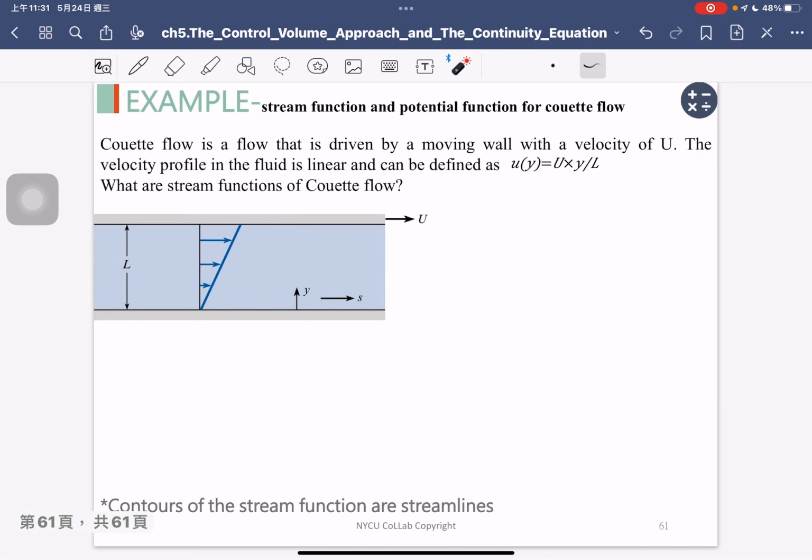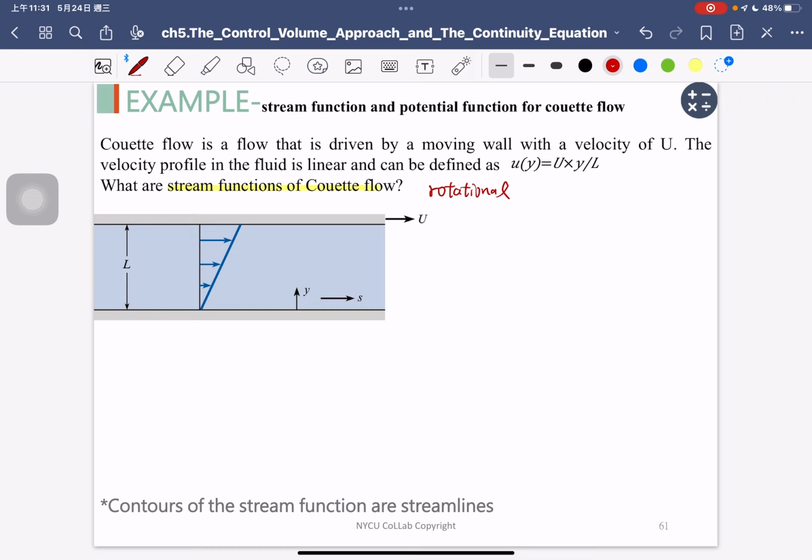Okay, so this is our final exercise for the Couette flow. How can we determine the stream function of the Couette flow? As I mentioned before, the Couette flow actually is a rotational flow. So because it is a rotational flow, it does not satisfy the Laplace equation for the stream function.